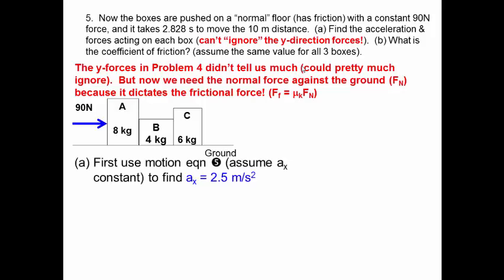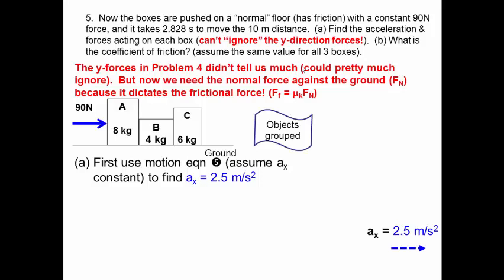First of all, you can use motion equation 5 because we know the distance that's been traveled. We know the initial position, which we can assume is 0. The initial velocity we'll assume is 0. You can plug in the time and solve back for the acceleration, which I did, and I found it's 2.5 meters per second squared. You can check me on that. So our acceleration of the objects is going to be 2.5 meters per second squared.